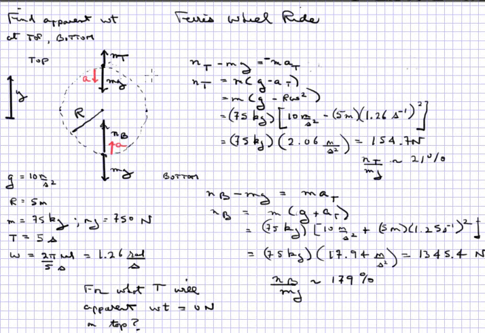Let's consider a Ferris wheel of radius r. O designates the shaft center of the Ferris wheel, and it's turning with period t. Specifically, let's say that r is equal to 5 meters and that t is equal to 5 seconds. And let's say that there's a 75 kilogram person sitting in a seat going around on this Ferris wheel.